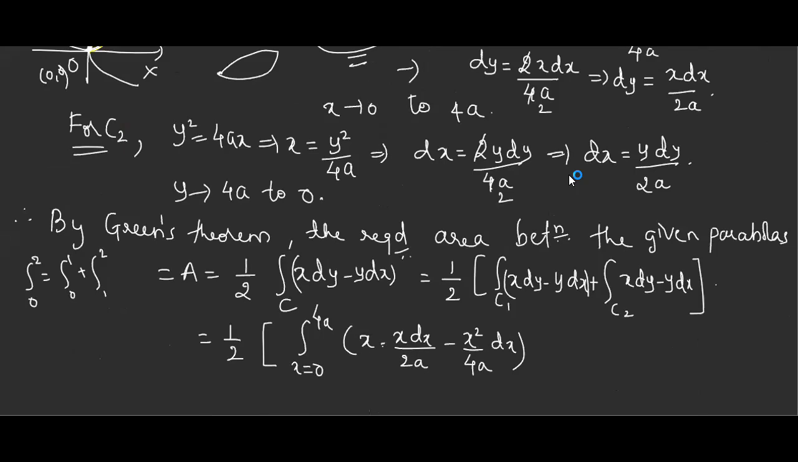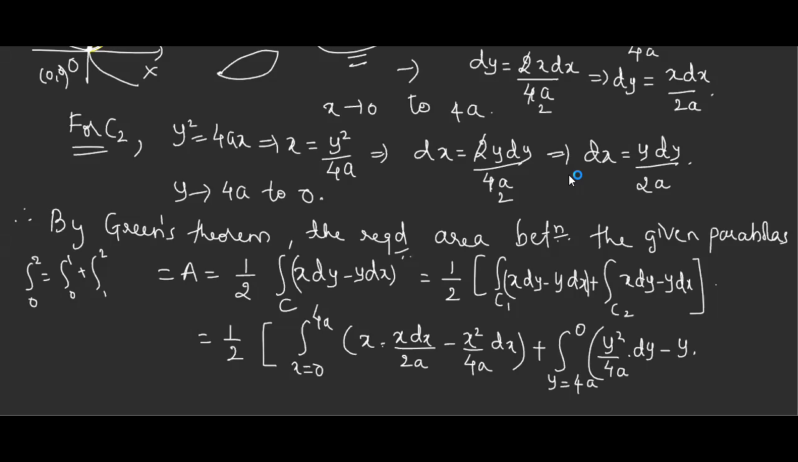Write it the same. So C1 we are going to convert in terms of x, and for C2 everything we are going to convert in terms of y. Now for C2, what is the variation? y varies from 4a to 0. Now what is the value of x for C2? x is y square by 4a, into dy. So dy should be written as it is, no problem. y also as it is.